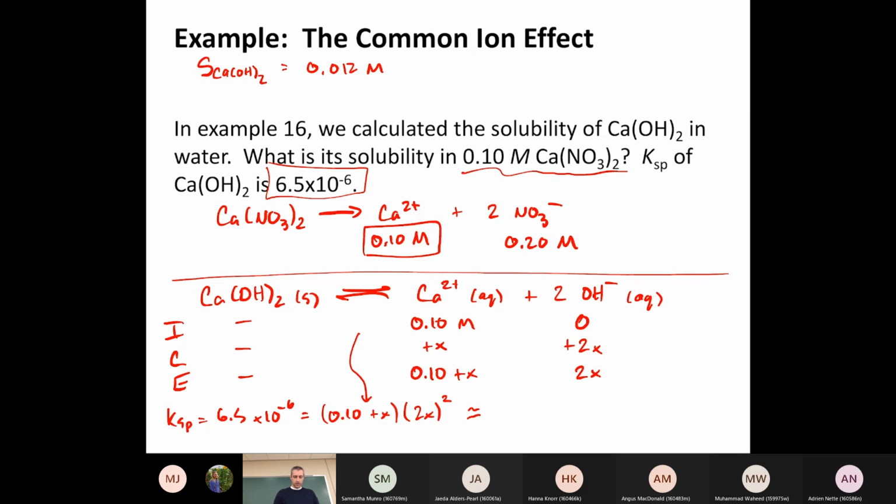Or we can recognize that x is going to be a small number relative to the number it's being added to, the 0.1, and simplify this to be just 0.1 times 4x squared, equals 0.4 x squared. And then solving for x, we get x equals 0.0040 molar. And hopefully you'll agree with me that that is a smaller number than the solubility in just pure water. So that solubility is suppressed by having calcium already present in solution.